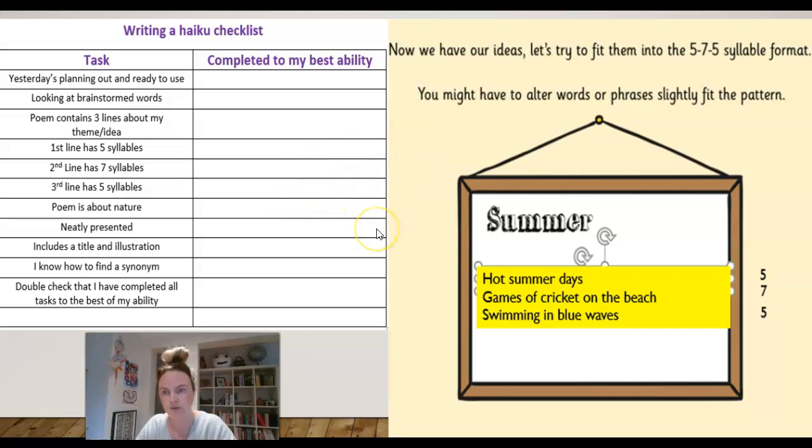Oops. Is it neatly presented? Actually, when you guys have gone off to do your own, I might actually work a little bit more on the presentation because it's not my best. Includes a title. So far I have a title. I need to go back and get my picture from yesterday and put that on there now.